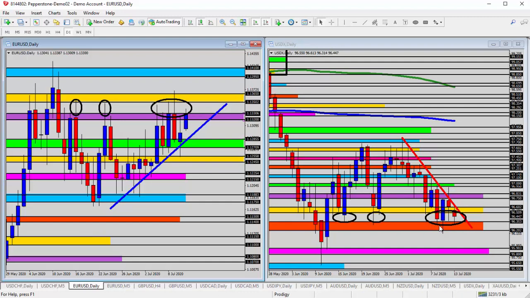Orange shaded area on the US Dollar Index, 96.35, 96.20, holding as support. I've put these black circles here so you can see the several times it's come down, challenged that orange shaded area, 96.20, 96.35, bounced off it and went back up. And we're very close to it again, and actually have bounced off it a little bit already today.